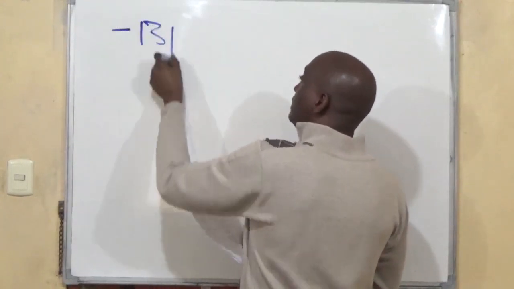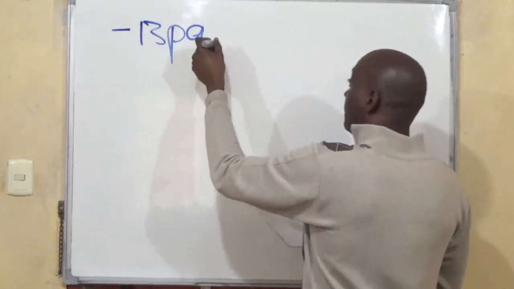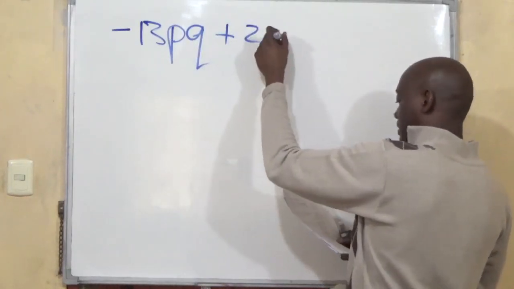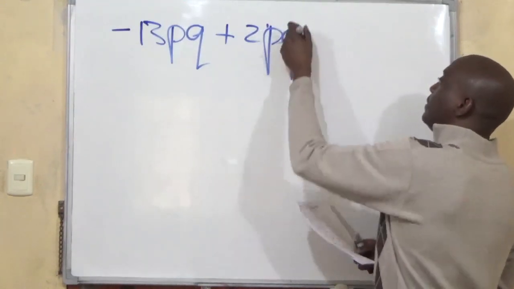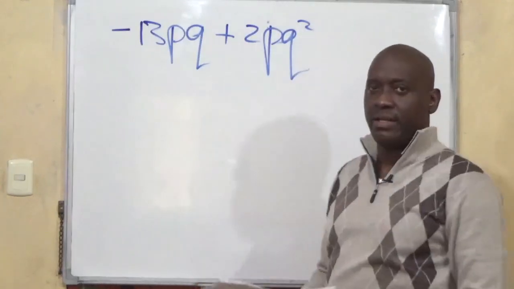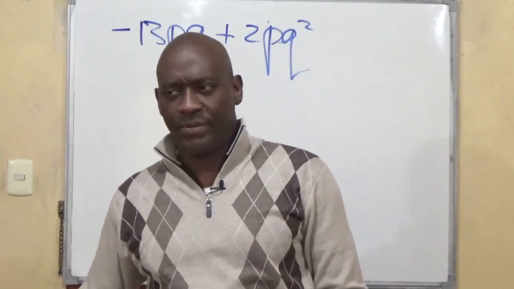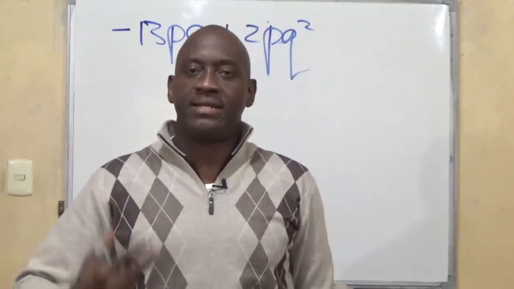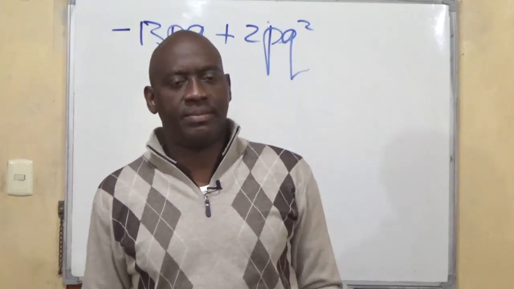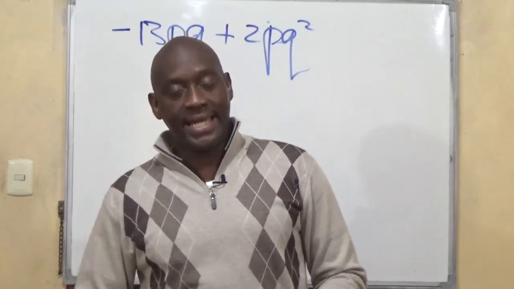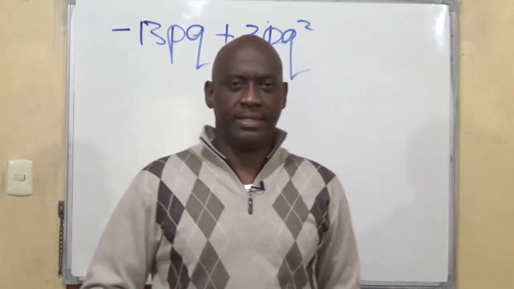Minus 13pq plus 26pq squared. Right, so you realize that I'm just moving around the minus sign because I want folks to get accustomed to factorizing where the minus sign is part of the equation. Everybody is comfortable when everything is positive. As soon as you turn the minus sign, you have to get comfortable with your minus sign. It is something that you'll hear me saying again and again.